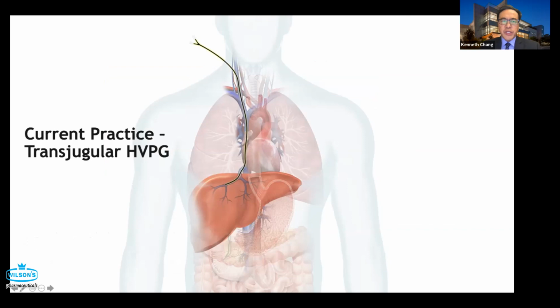This is the traditional transjugular approach, where a catheter is placed into the internal jugular vein, advanced into the superior vena cava, and down into the inferior vena cava, and then advanced into one of the 3 branches of the hepatic vein. And typically, the catheter will fall into the right hepatic vein.